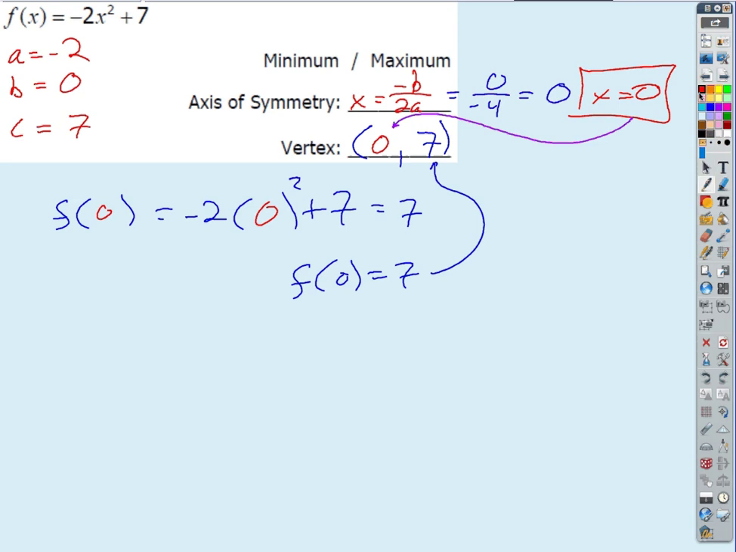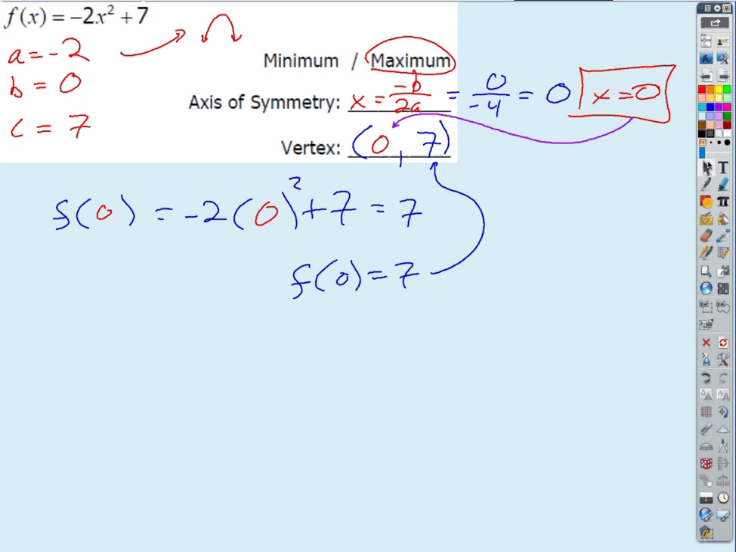Max. It's got to be a maximum because we know A is negative. We know that this parabola is going to open downward, so it has to have a maximum. Yes, sir? So, do we plug the values in for the axis of symmetry right there? Yes.